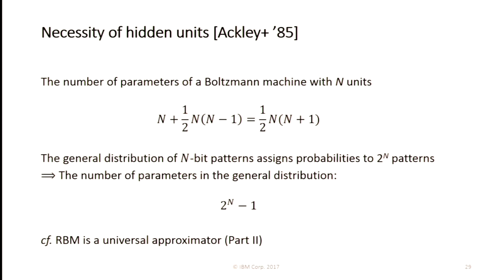And because we also need to normalize it so that the probabilities sum up to 1, we need this many parameters to describe the general distribution. So we have this exponential gap, and we need hidden units. In the second part, we will see that the restricted Boltzmann machine is actually a universal approximator.